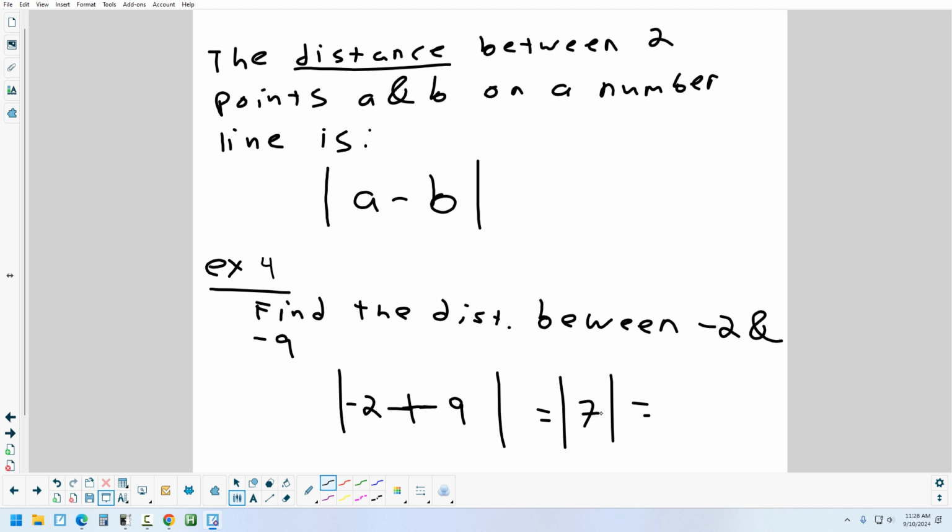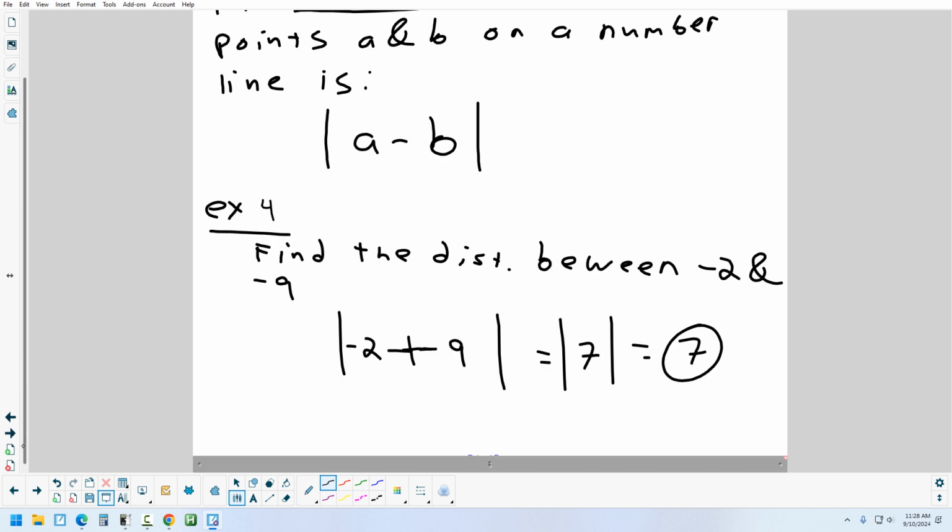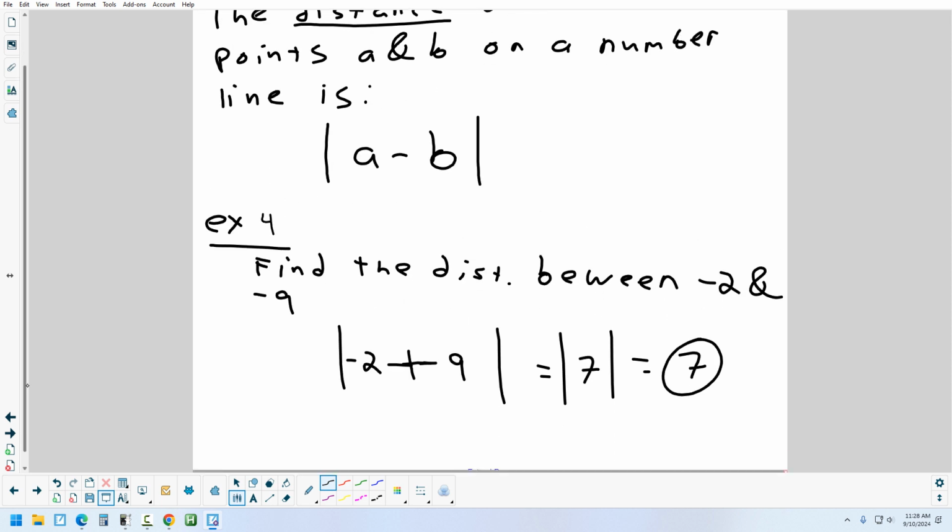And now the absolute value of 7 is 7. So 7 is the distance on a number line between negative 2 and negative 9. All right. That's it for absolute value. Any question on that topic? Most sections don't have this many little topics in them. It's more like one big thing we do for the entire section.